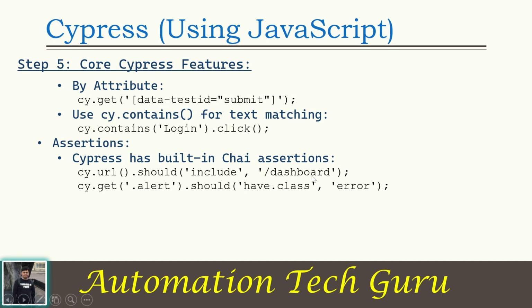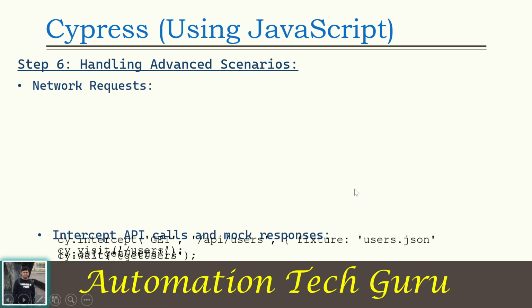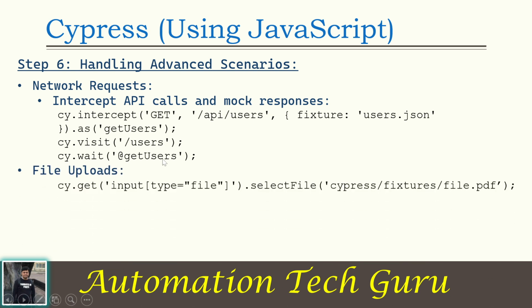For example, cy.url().should('include', 'dashboard'), cy.get('.alert').should('have.class', 'error'). Handling advanced scenarios: network requests. You can interact with and intercept API calls and mock responses. You can use cy.intercept('GET', '/api/users', {fixture: 'users.json'}).as('getUsers'), cy.visit('/users'), cy.wait('@getUsers').